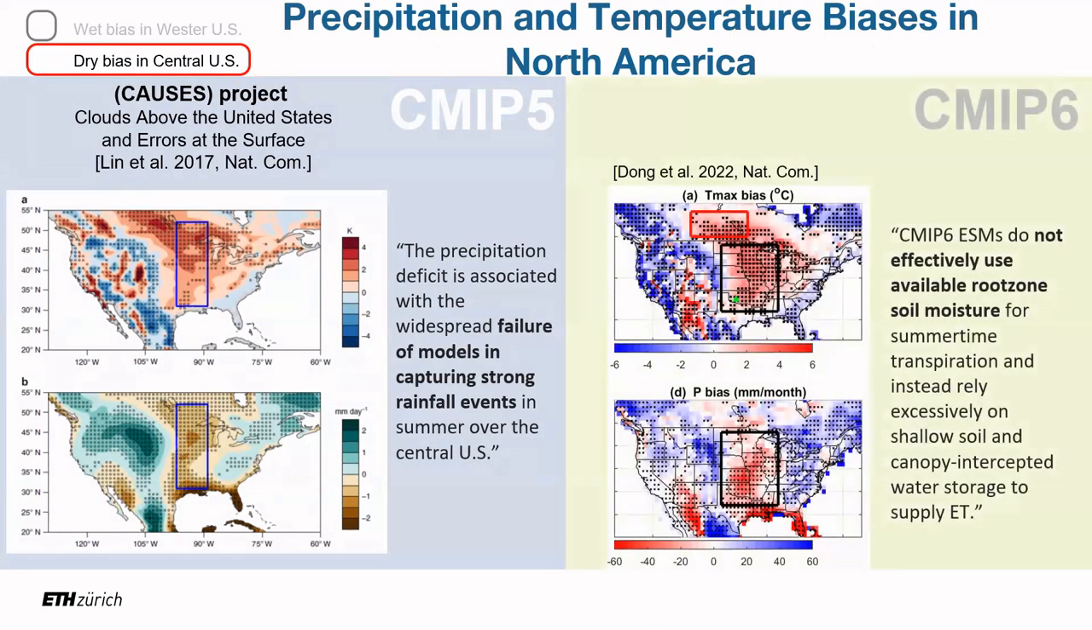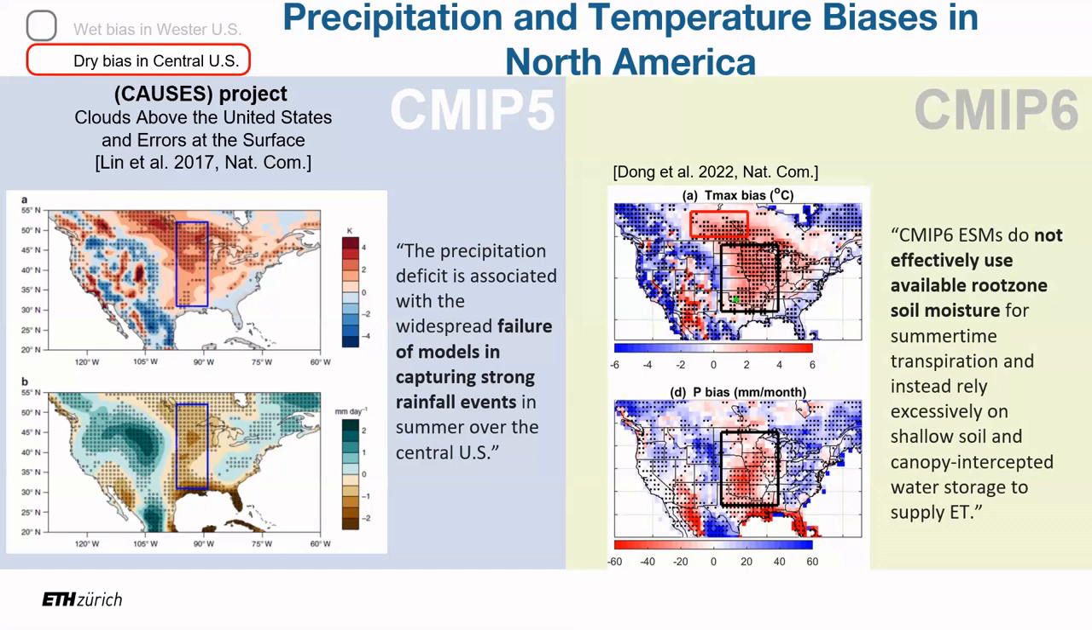If you move on to CMIP6, you see that we didn't get very far. So the same biases are still there. There was a similar study made. I think now they have a better understanding of the source of these biases, and they talk a little bit about the root depth and evaporation and so on.